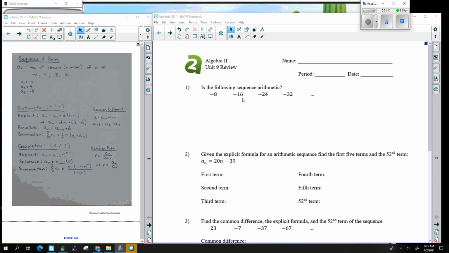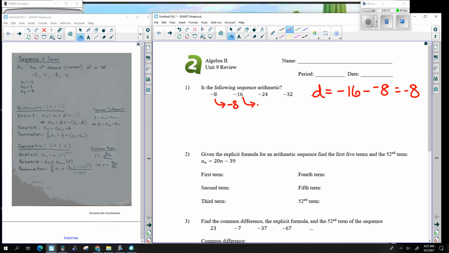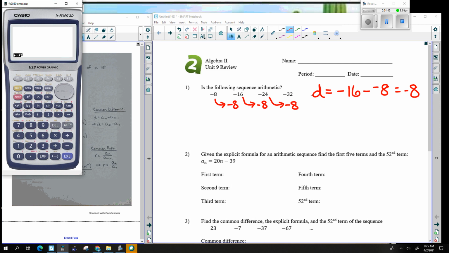All right, so is the following arithmetic? Again, for something to be arithmetic, that means you add to the next, to the next, to the next, to the next. So that means it needs a common difference, a2 minus a1. So negative 16 minus negative 8 is negative 8. So if this thing is subtracting 8 every single time, getting this next element, it's all good. However, if any of those are not a minus 8, then it's not okay. So let's go ahead and get started with this.